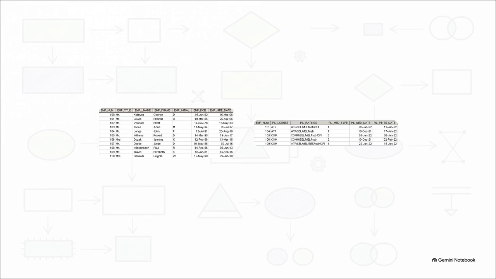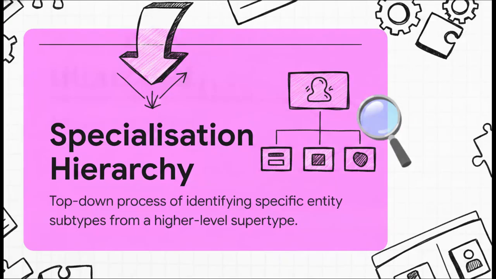Now, there are rules for creating a subtype. First, it has to be a distinct, identifiable kind of entity. Second, it must have unique attributes. For example, an accountant is a perfectly valid subtype because they have unique accounting attributes. But a general clerk might not be a valid subtype if they don't actually have any specific attributes beyond the basic employee details. The way we arrange these supertypes and subtypes is called a specialization hierarchy.